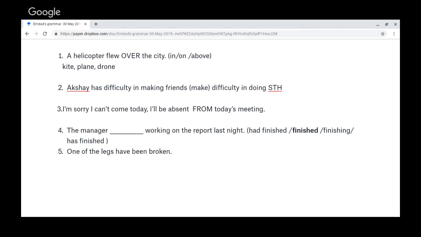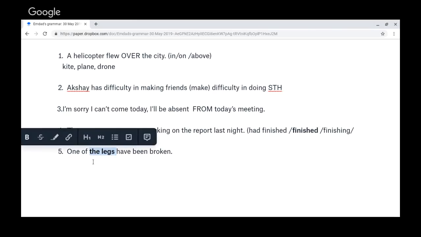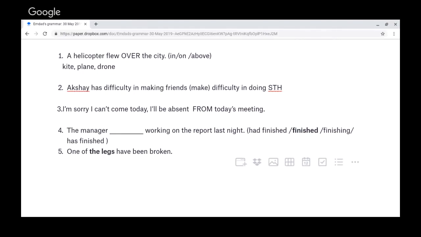Now, let me make it very easy for you guys. Whenever you use one of, the noun that you use after one of, let me highlight it. One of the, it will always be a plural noun. So one of the teachers, one of the players, one out of many, one of my friends.